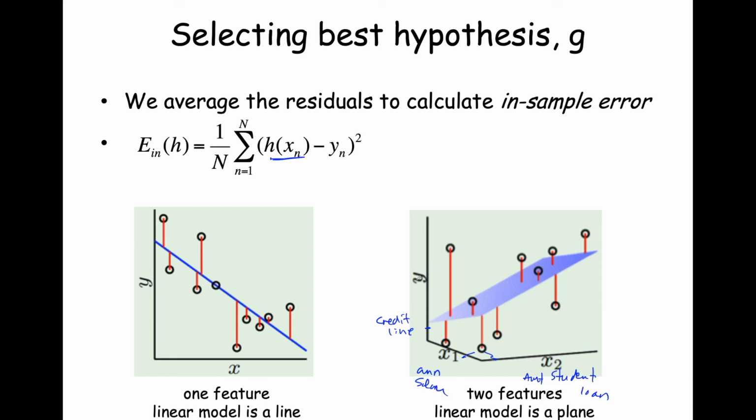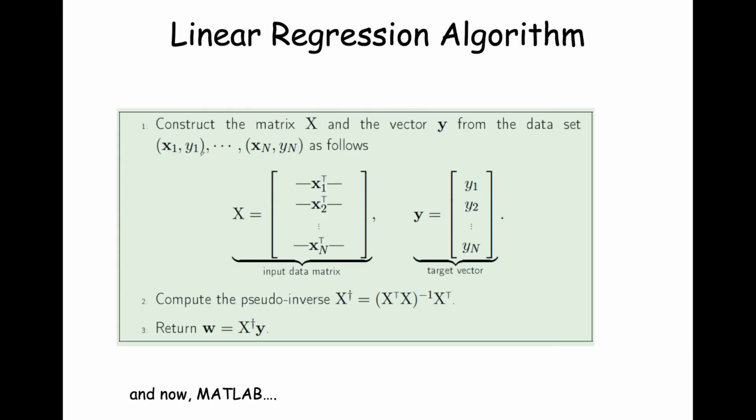Okay, so we have these two best hypotheses, and these best hypotheses, as we said, are those that minimize this average square of the residuals or in-sample error. So we set out then to minimize this expression for in-sample error over all of the historical data. Okay, and so we did a little bit of manipulation, expressed it in matrix vector algebra, computed the pseudo-inverse, and we came up with this algorithm for linear regression.